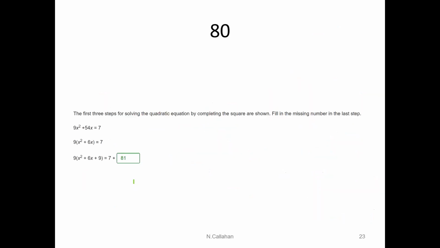Last question, number 80. Okay, so on this final, it's a little bit different than the last final where everything was all multiple choice. This one, you have fill in the blank. So you're going to have to make sure you have fill in the blank. Looking at number 80, it says the first 3 steps of solving this are completed, finding the missing number. All right, so let's take a look at the second step. Second step, you have a 6x. 6 divided by 2 squared. 6 divided by 2 is 3. What's 3 squared? 3 times 3 is 9.